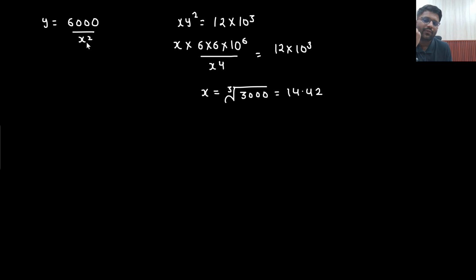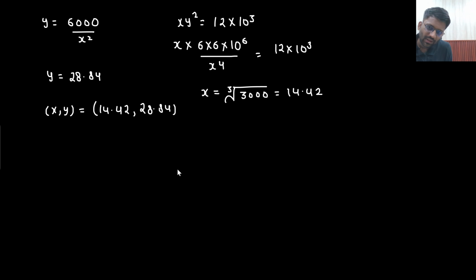Now I need to find out the value of y. So simply do the square, from here you can get the value of y. Simply do the square of this. Then take the reciprocal and then multiply with 6,000. What you are getting? 28.84. So the point is coming out to be x comma y, the point that has come out to be 14.42, 28.84.